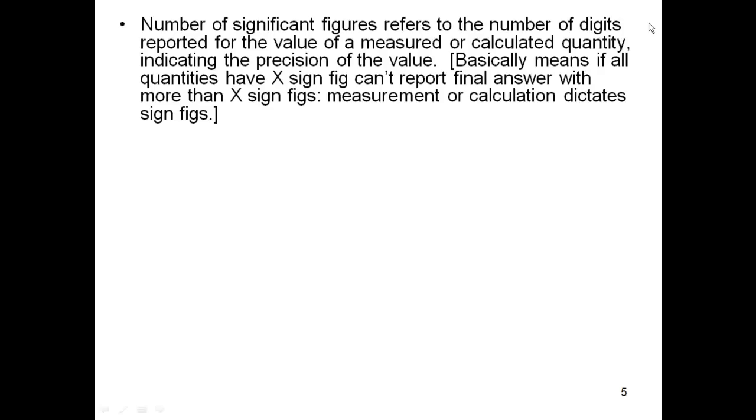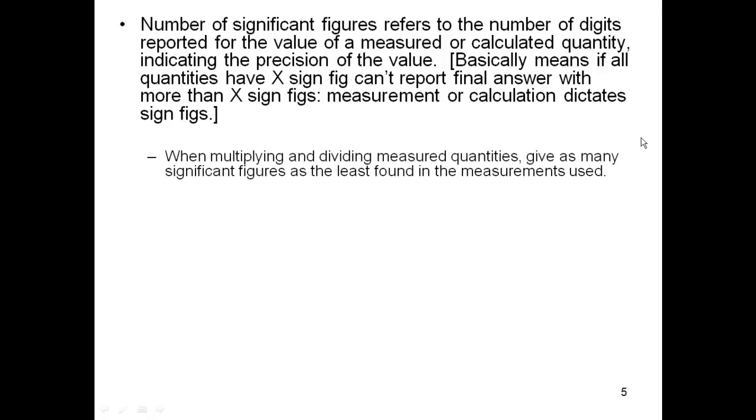The number of significant figures refers to the number of digits reported for the value of a measured or calculated quantity, indicating the precision of the value. Basically, if all quantities have X significant figures, you can't report a final answer with more than X significant figures. The measurement or calculation dictates the sig figs. So we have some rules to follow to decide how many sig figs should be there after we do an operation of some sort.